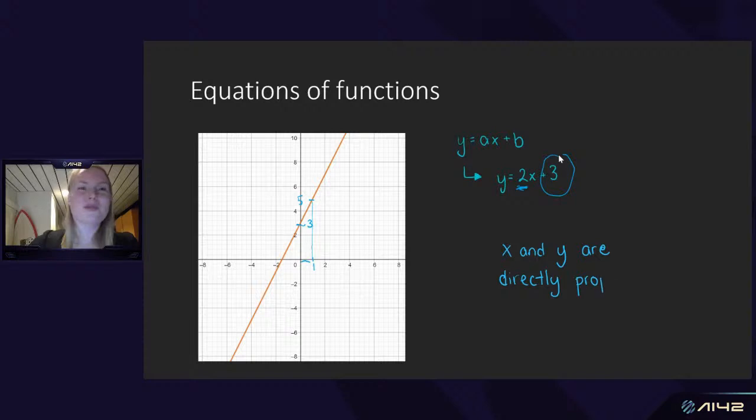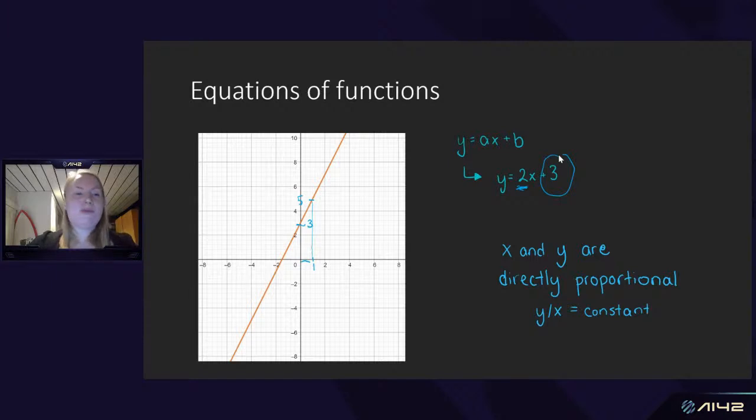That is a hard word to say for some reason. And what that means is that the relationship between y and x is constant. Another way to say that would be that whenever x changes a certain amount, the y changes in the same proportion. So that is why we get a straight line.